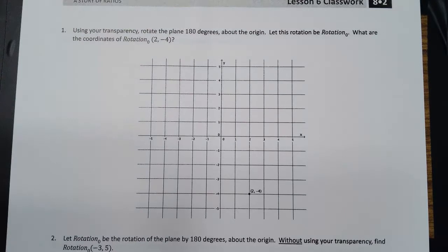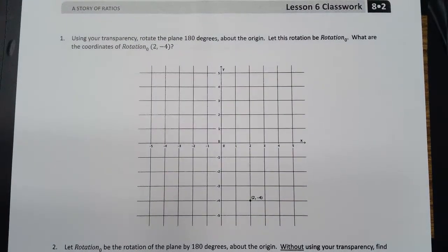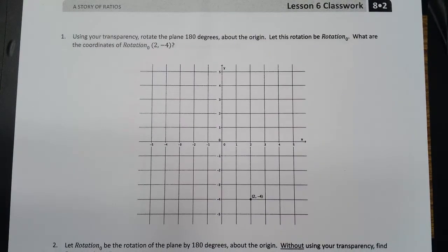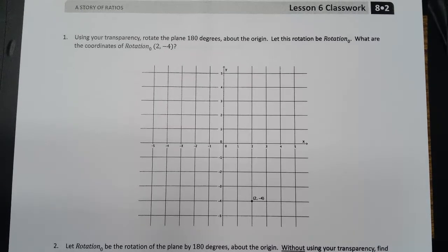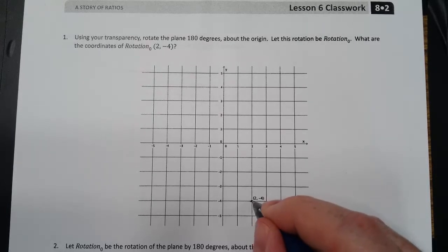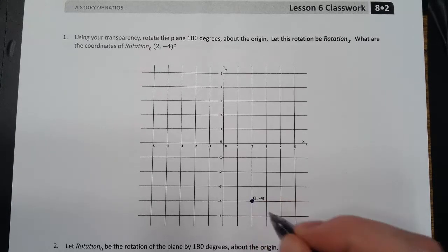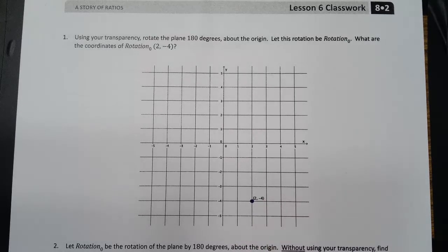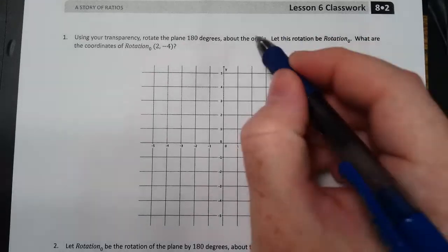So number one is saying, on page 56, using your transparency, rotate the plane 180 degrees about the origin. Let this rotation be rotation 0. What are the coordinates of 2, -4? So this is what we are rotating. This point down here, 2, -4. And we're rotating it about the origin.